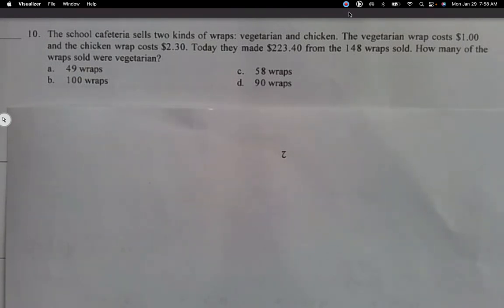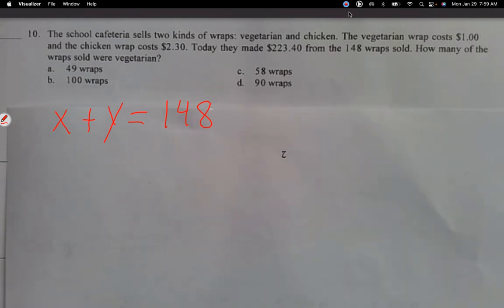Okay, so there are vegetarian wraps. I'll call those X. And there are chicken wraps. I'll call those Y. How many wraps are there total? 148. Does everybody understand the first equation? You just put the total. You have the X variable, the Y variable, and the total.